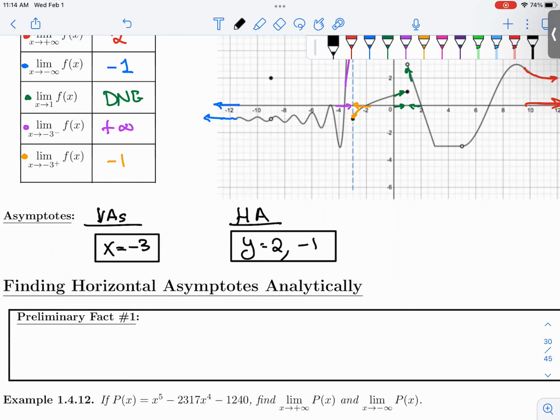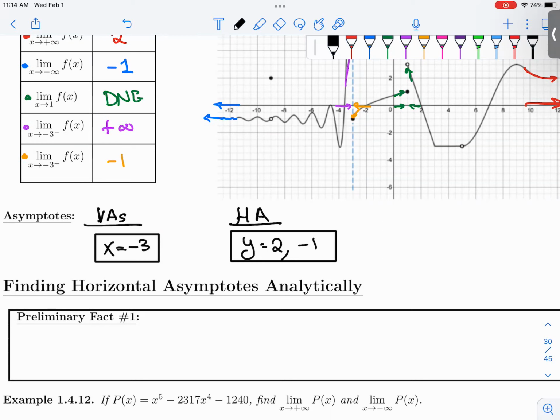Okay, that's great if you have the picture, but trying to figure out the numbers just by plugging in numbers seems a little bit tedious to me. It seems like that's not the best way to go about doing things, right? Well, how do we find them analytically? Well, we need a couple facts.